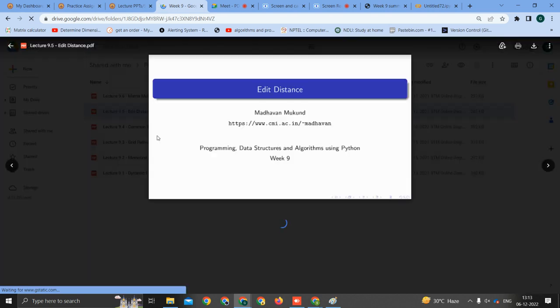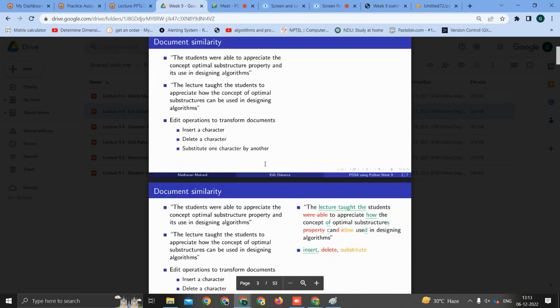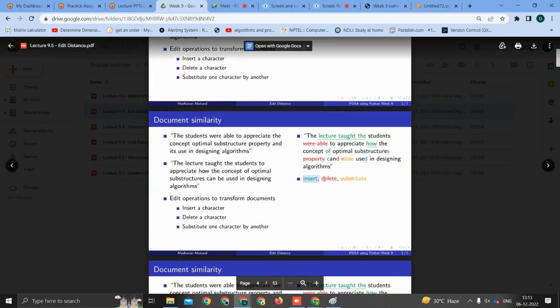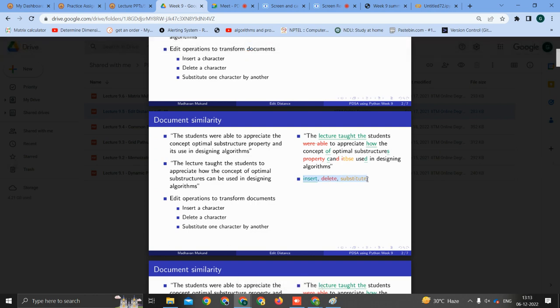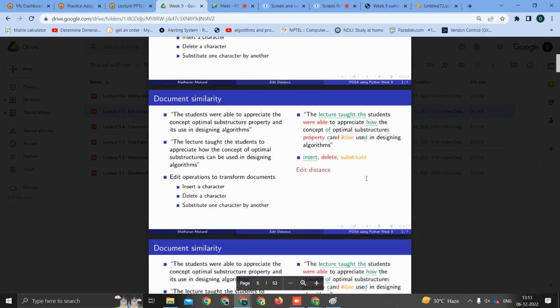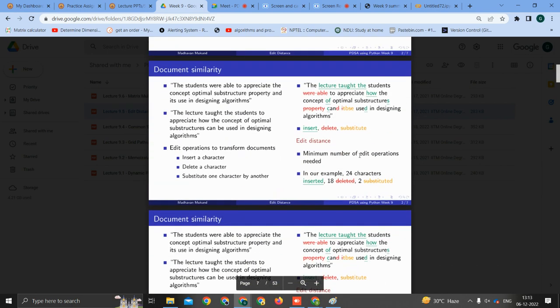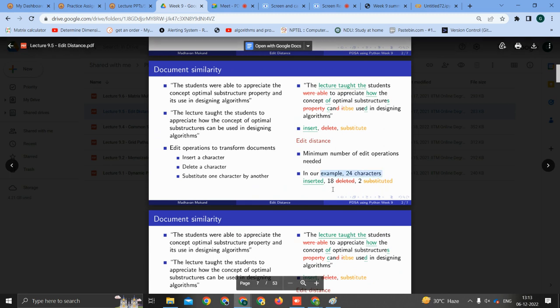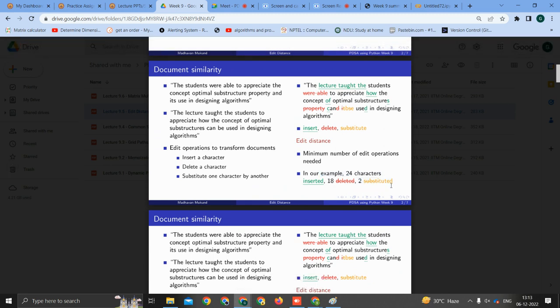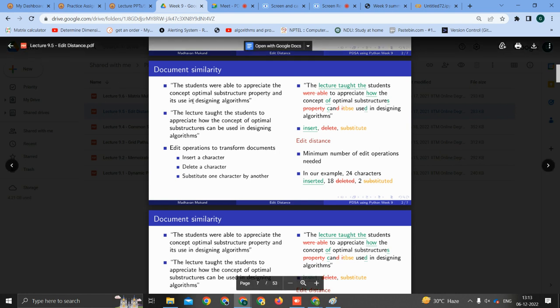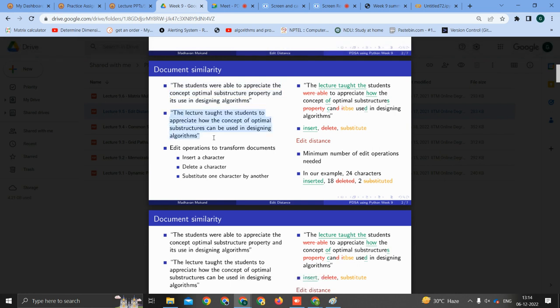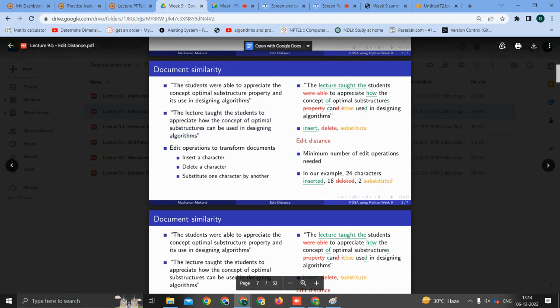Edit distance, right? See, there are three operations: insert, delete, and substitute. We go further. Minimum number of edit operations needed. In our example, 24 characters inserted, 18 deleted, and 2 substituted. See, they are calculating the edit distance for these two. If you are able to understand this too, we'll be able to understand this properly.